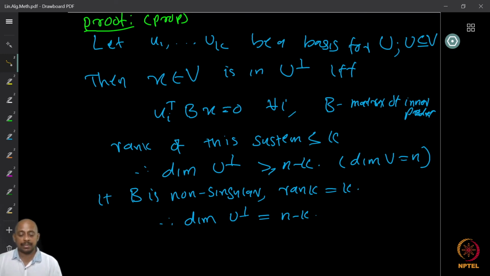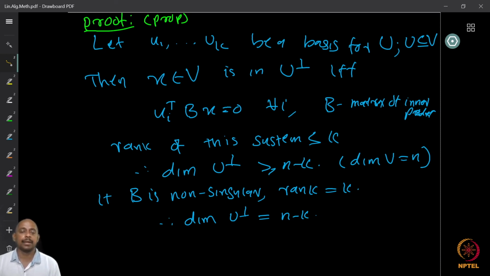Now this defines a system of linear equations. Ui transpose Bx for each Ui gives a collection of linear equations, and the rank of the system is at most k, because there are at most k vectors in the basis. So if you have only k equations, the rank of the system cannot be more than k. Therefore, the dimension of U perp is at least n minus k, because these are the vectors which are orthogonal. Now, the dimension of V is n. That is the assumption.